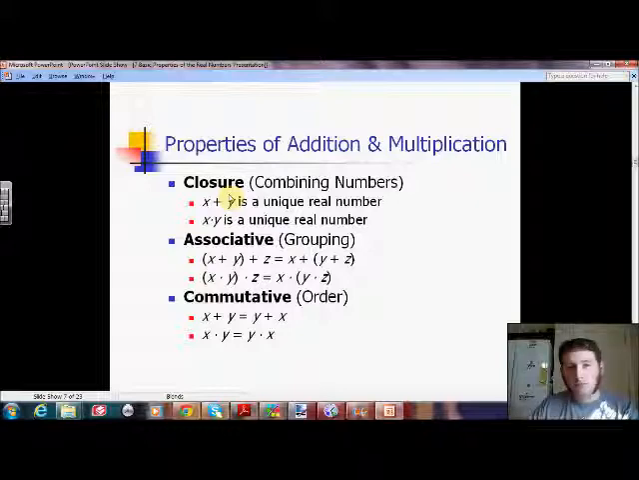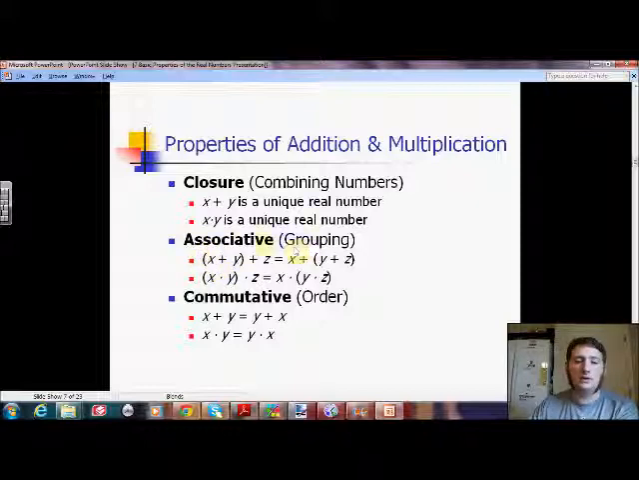Closure, which is the idea of how to combine numbers. x plus y is a unique real number. 2 plus 3 is always equal to 5. You never add 2 plus 3 when we're talking about real numbers and get something other than 5. 2 times 3 is always 6. And so the idea of closure is that addition and multiplication are unique operations on the real numbers that combine two numbers into one number. I believe we defined operation that way earlier in the year. I hope we did. If we didn't, I messed up and forgot to include that.